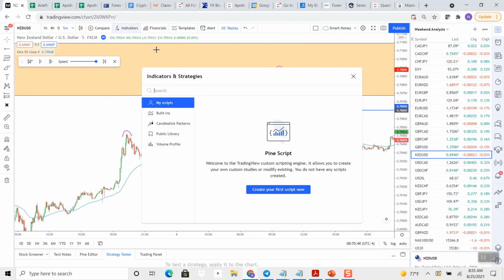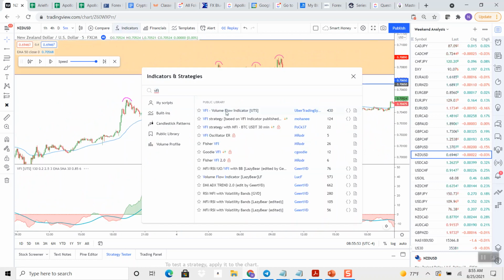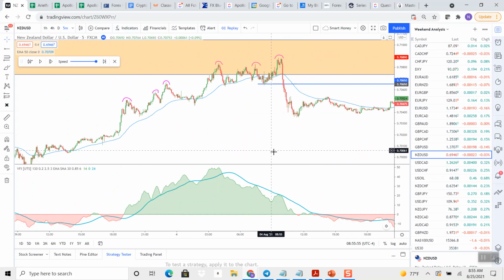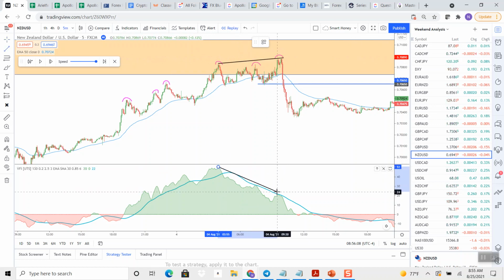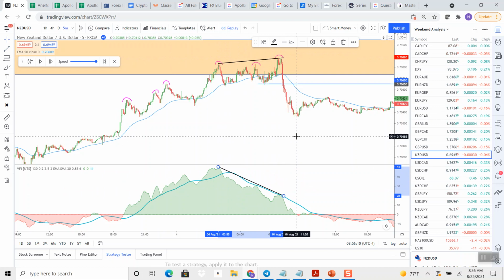And I'm going to go to the indicators. This is the only indicator I ever use. It's the VFI, the volume flow indicator, which is volume. And we can see here, this was the high in volume. This was not the high in price. Okay? Price continued to push up, but then volume continued to decrease, meaning there was divergence within this level.